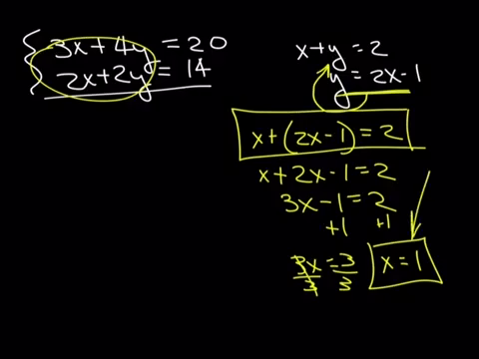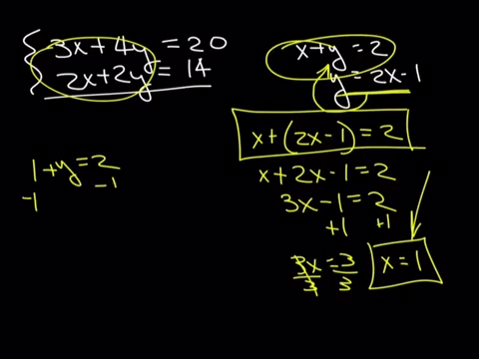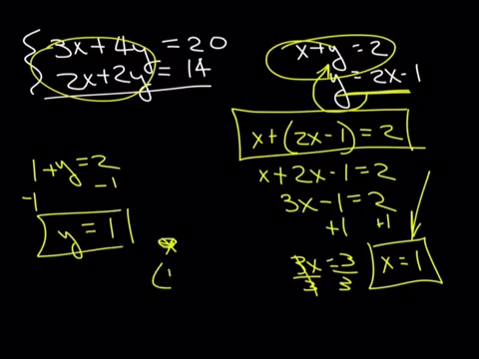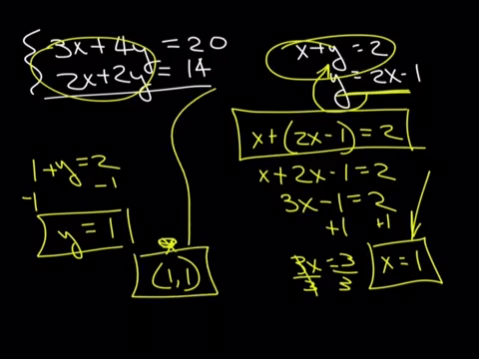Now I have x equals 1, and I can take this initial equation here and put a 1 in there for x, and y equals 2 minus 1 is 1. So my answer is x is 1 and y is 1, and that's what I would have for an answer for that system of equations.